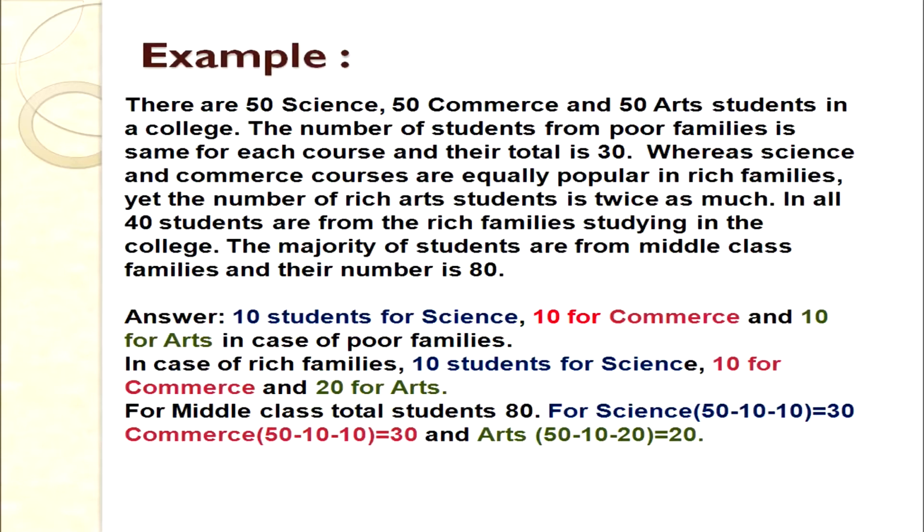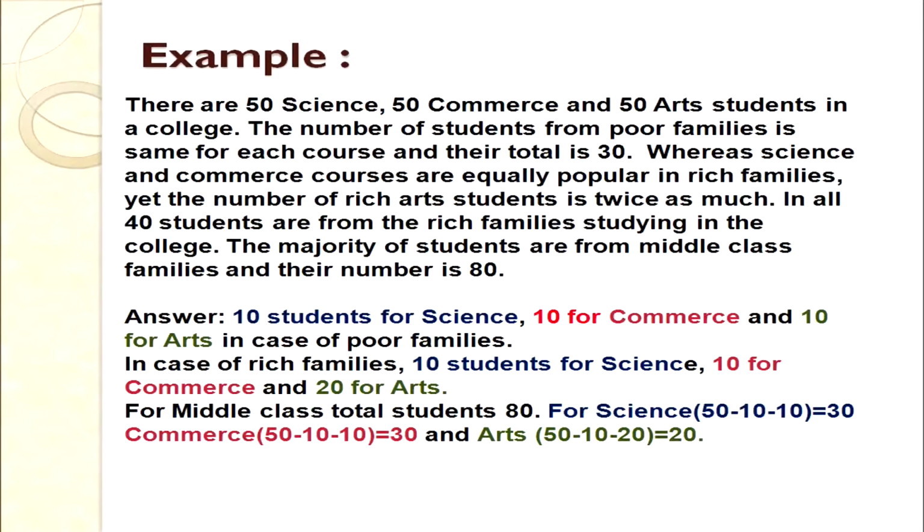So, very first thing, when I read the first line, it becomes very clear that we are talking about streams of education, science, commerce, art, and they have given us the total number of students. The number of students from poor families is same for each course and their total is 30. Now, the next information is that they are telling us the number of students from poor families is 30.